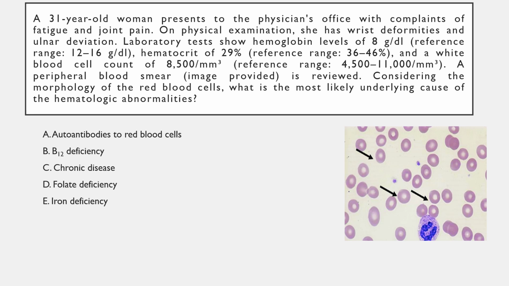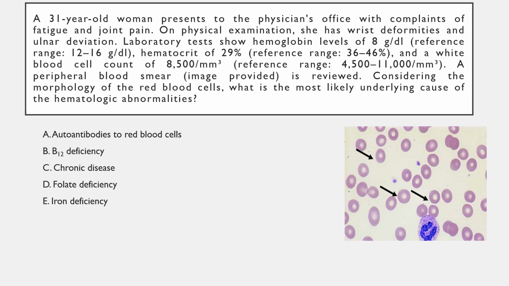A 31-year-old woman presents to the physician's office with complaints of fatigue and joint pain. On physical examination, she has wrist deformities and ulnar deviation. Laboratory tests show hemoglobin level of 8, hematocrit of 29%, and a white blood cell count of 8,500. A peripheral blood smear is reviewed. Considering the morphology of the red blood cells, what is the most likely underlying cause of the hematologic abnormalities?